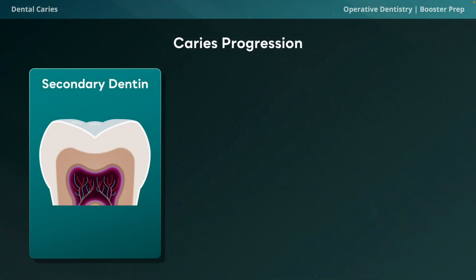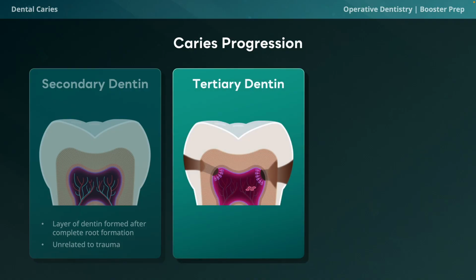First, we'll discuss secondary dentin. Secondary dentin is a layer of dentin that's formed after the root of a tooth has been fully formed. It's deposited throughout the lifetime of a tooth. Now, it's important to note that secondary dentin is not associated with pathology and is not a result of dental caries. On the other hand, as a carious lesion advances into dentin, the tooth may lay down tertiary dentin.